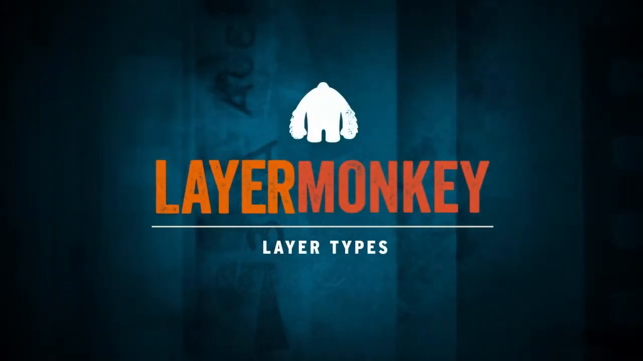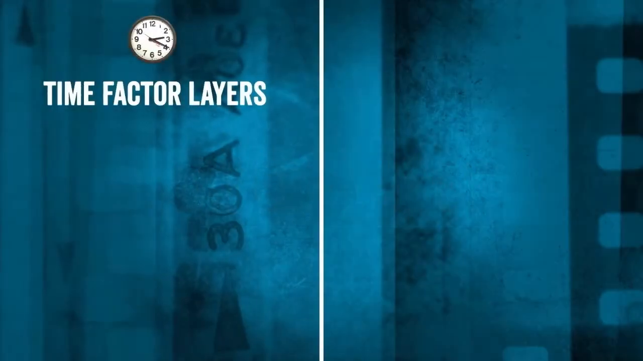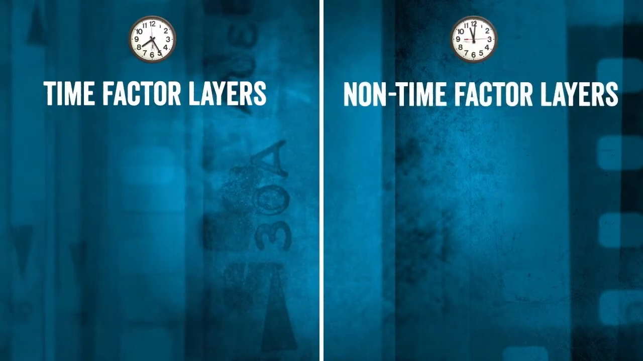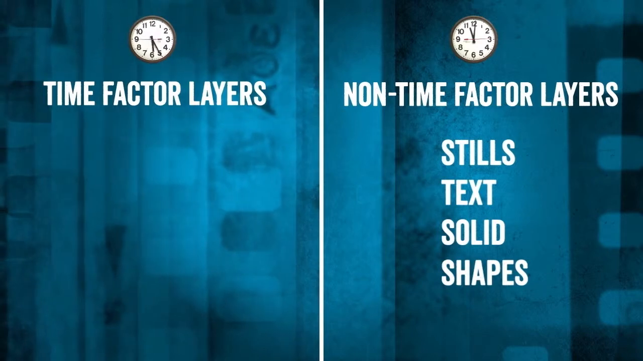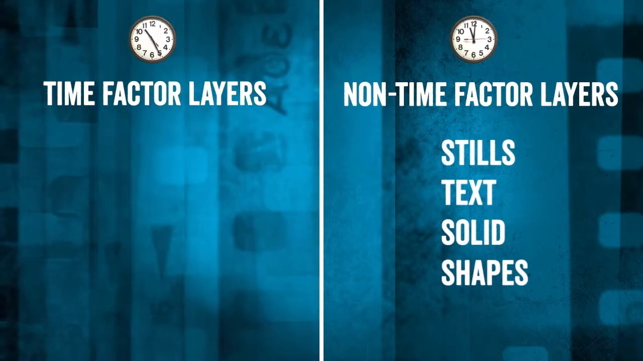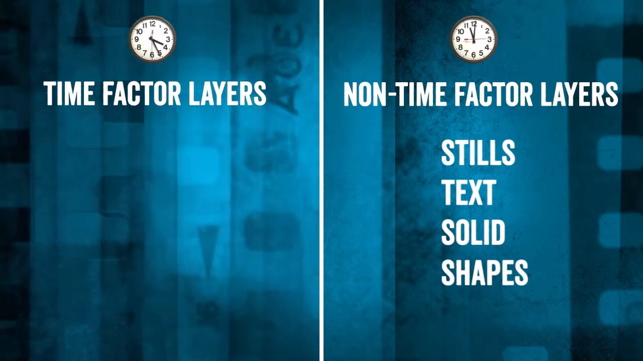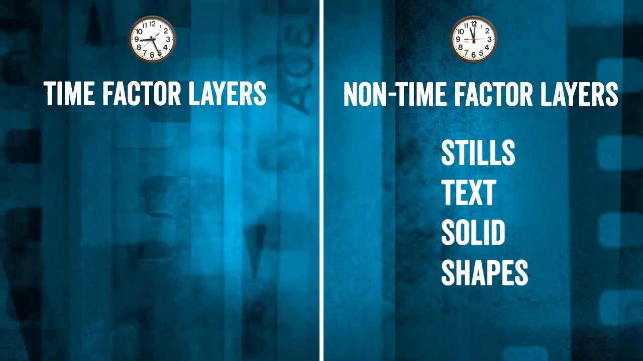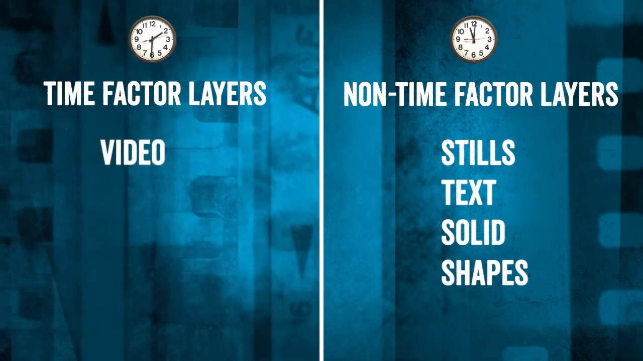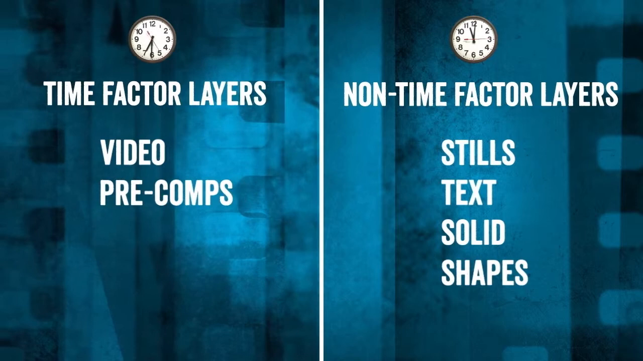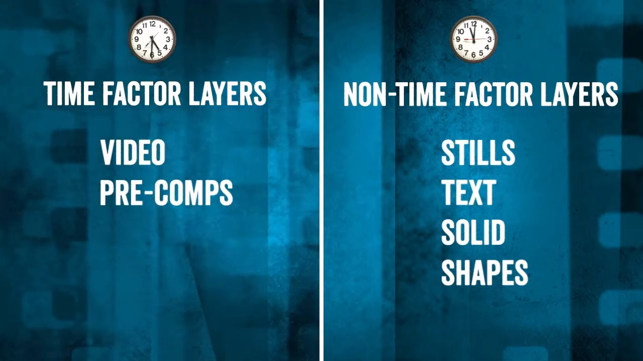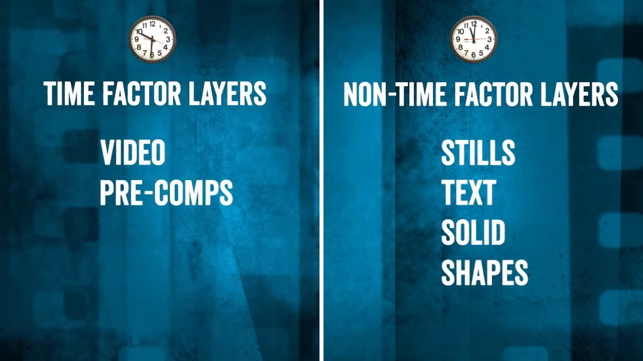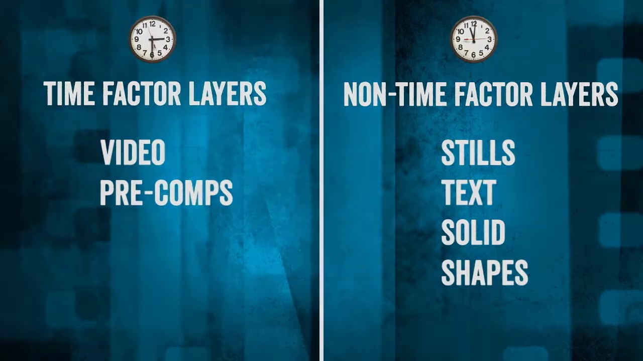There's 2 basic types of layers we deal with: those with a time factor and those without. Those without include stills, text, solids, and shapes. They're pretty straightforward and need no special attention. Time factor layers are anything that can have time remapping applied, like video or pre-comps. We've added timing controls to give you some options for dealing with them. Before we go over those, we're going to go through controls that are common to all types of layers.